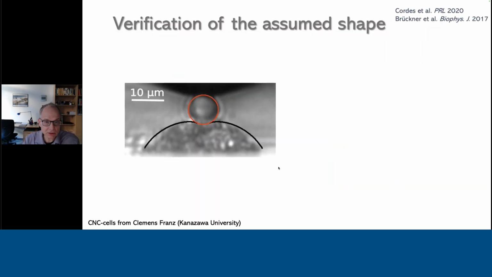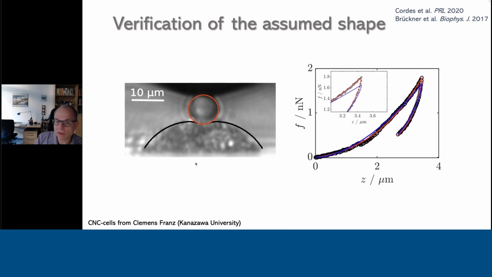All right, so this is not the only verification of that model. You can also look at the shape, which we extract since we compute the shape at each indentation depth precisely. For that purpose, we have used a cell from Clemens Fallscope. This cell has been indented, and we described it by this kind of shape which we got from our model. And this is the indenter. You see it's a sphere that indents into the cell.